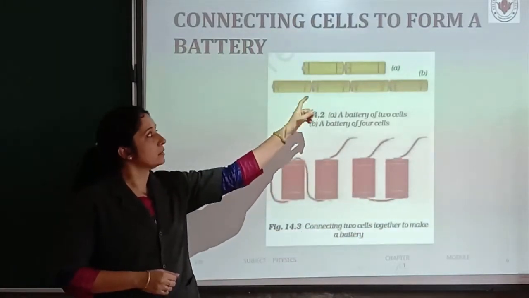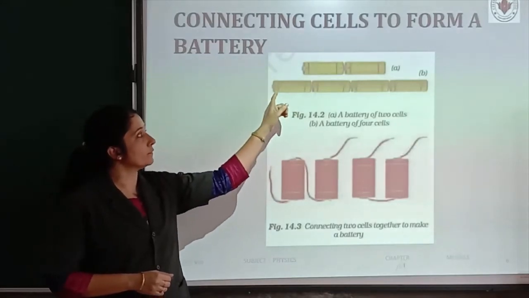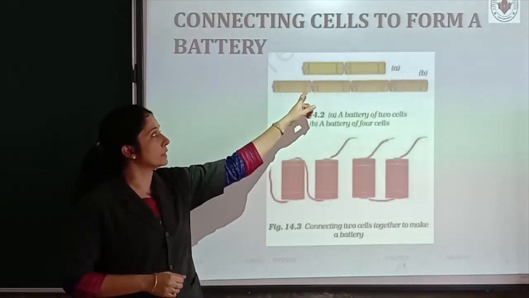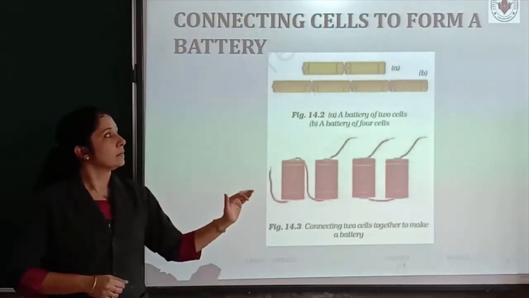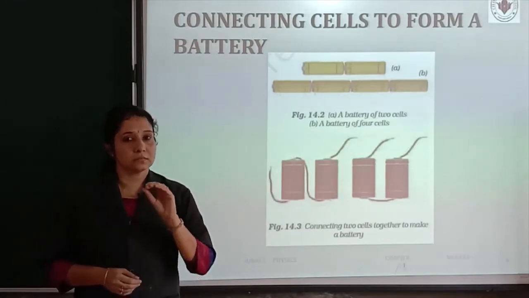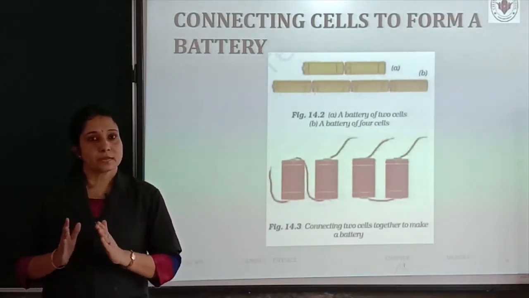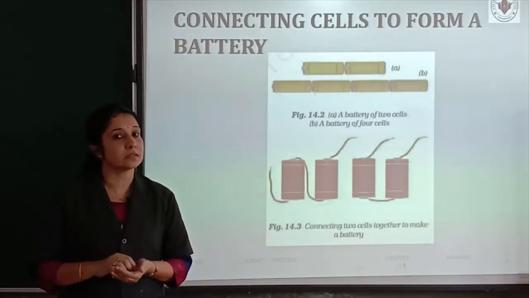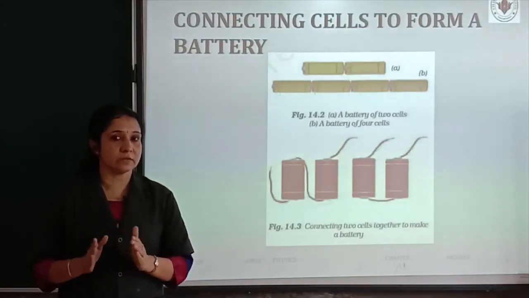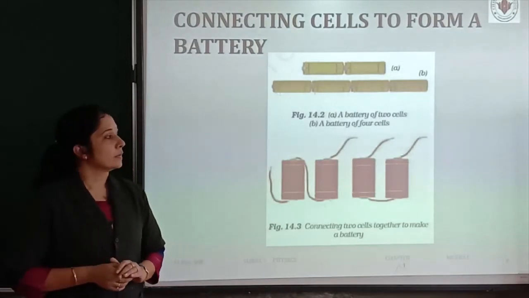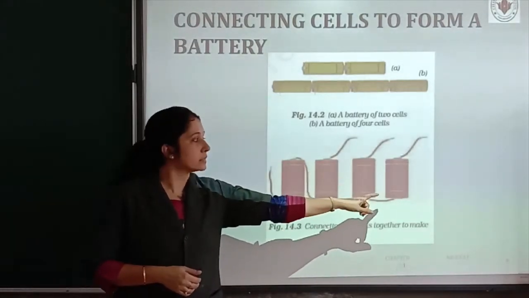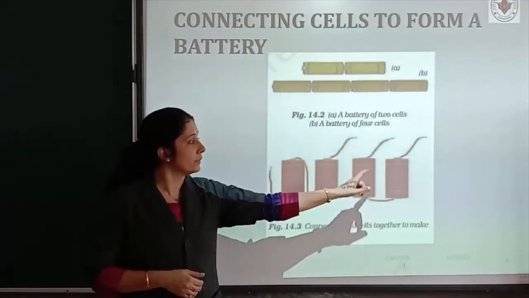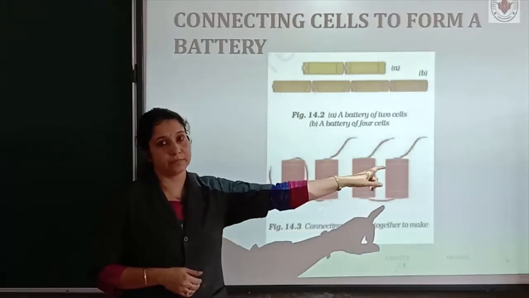So in this method, you will see that the positive terminal of the cell is connected to the negative of the other cell. Like when you are putting the cells in a torch, you see that you are putting the cells one after another with the positive and negative coming together. Now this is another way of connecting the cells, that is, the negatives are connected together and the positives are connected together.